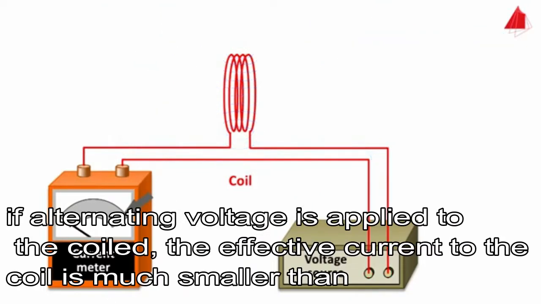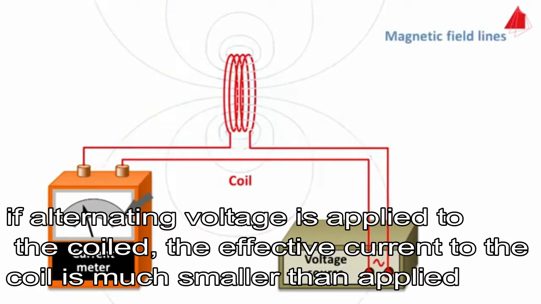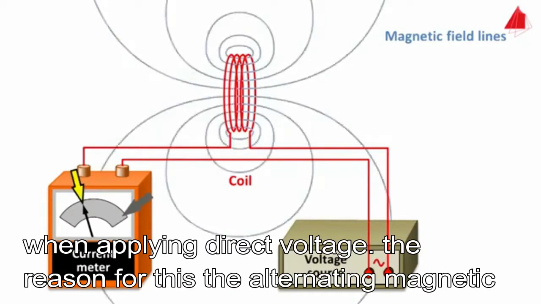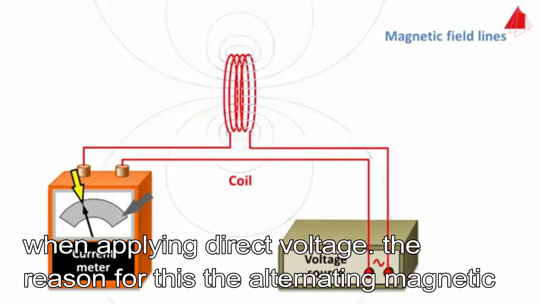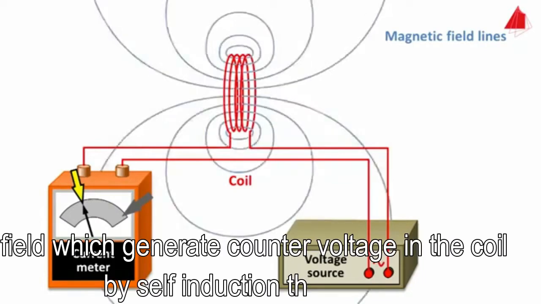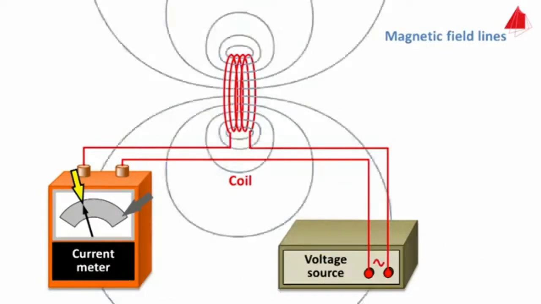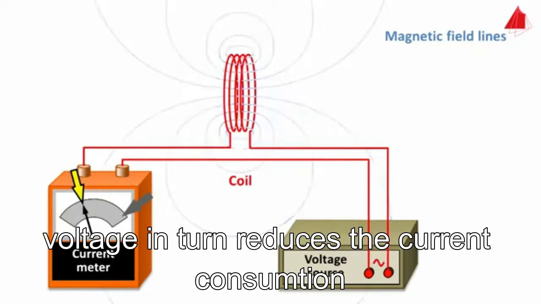If an alternating voltage is applied to the coil, the effective current through the coil is much smaller than when applying direct voltage. The reason for this is the alternating magnetic field, which generates a counter-voltage in the coil by self-induction. The counter-voltage in turn reduces the current consumption.